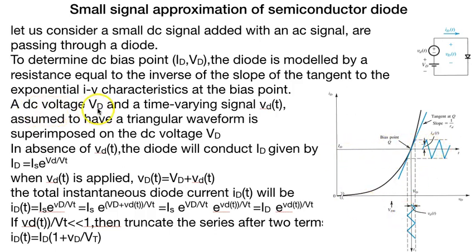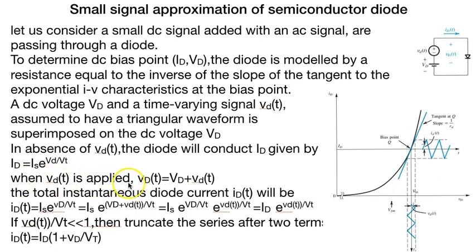A DC voltage, V_D, and a time varying v_d(t), assumed to have a triangular waveform, are superimposed on the DC voltage V_D. In absence of v_d(t), the diode will conduct I_D, given by I_D is equal to I_S e to the power V_D over V_T. V_D is this voltage. Because of it, the diode current will be dependent on the initial voltage. Diode current is equal to the reverse saturation current times e to the power V_D over V_T.